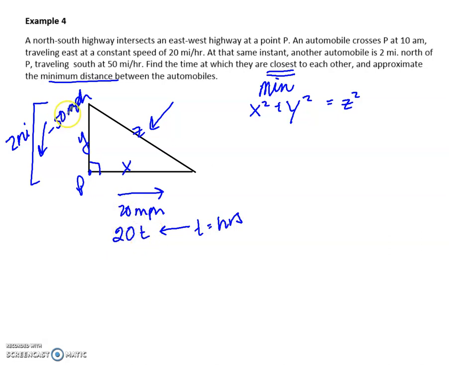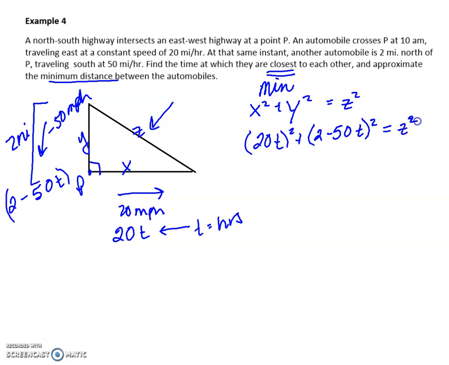This side started 2 miles long and you're losing 50 miles every hour. So as you can imagine, 2 minus 50t for that side. And then this side will just stay z. Okay, so over here, let's fill in what we know. x is 20t, y is changing at a distance of 2 minus 50t, squared, and then we've got equals z squared. So we don't need to take the derivative here. This is literally the expression for the length. We're not looking at the rate of change of z.